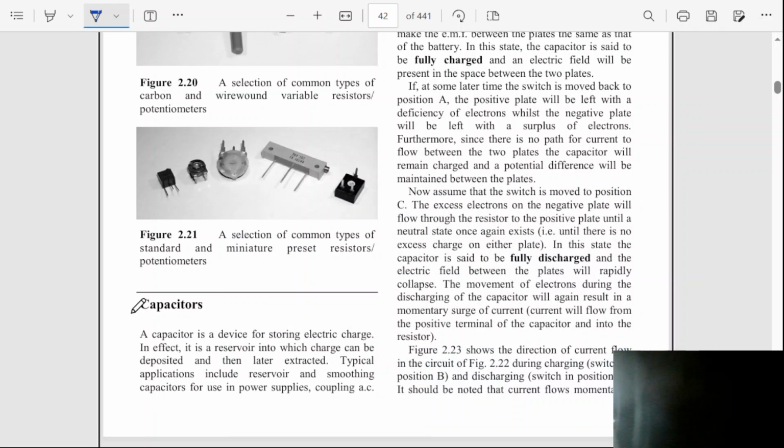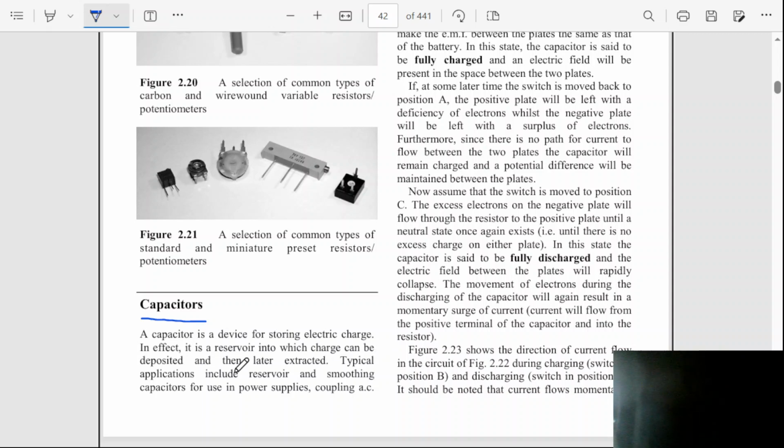And 1, 2, 3. Alright, so in this video, let's take a look at capacitors, the basic functioning of a capacitor and how they work in a circuit. So it says a capacitor is a device for storing electric charge. In effect, it is a reservoir into which charge can be deposited and then later extracted.